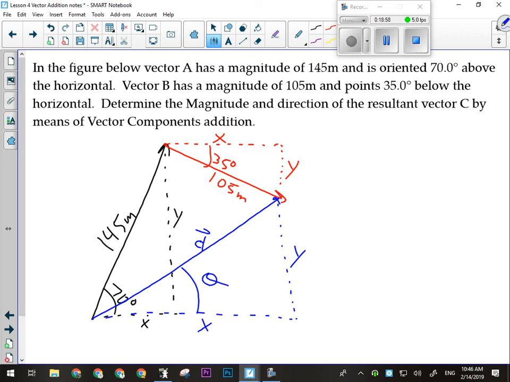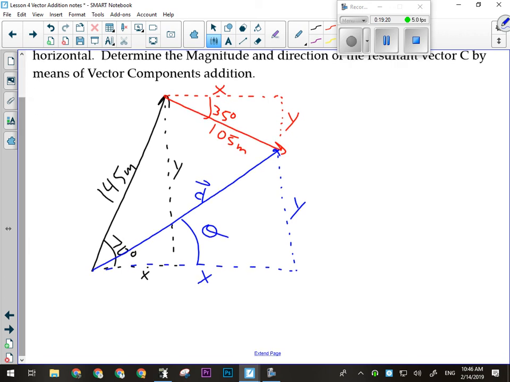So looking at this diagram, if I add red X and black X together, will that give me blue X? Okay. Similarly, if I add black Y and red Y together, will that give me blue Y? It will, as long as I make red Y negative. And it is, right? It's downwards, and down is negative. All right, so as long as I know that, then what I need to do is start doing some calculating. I need to calculate what all the X's and all the Y's actually are. How long are they? Okay, that's my next step.